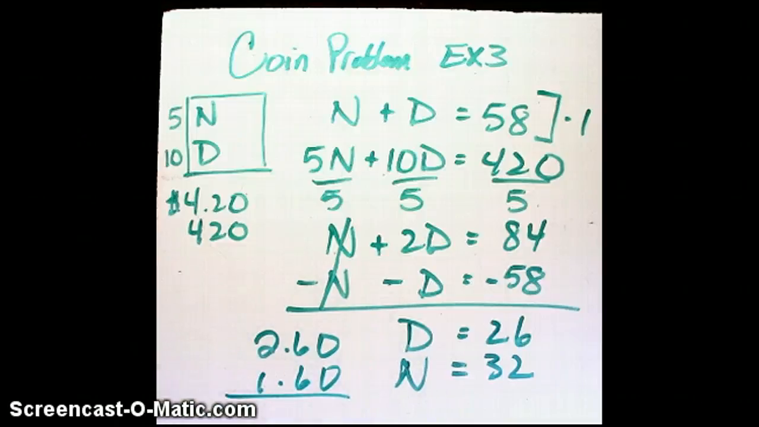Okay, let's add those together. $2.60 plus $1.60, that's $4.20. So that would be a way to work that problem.